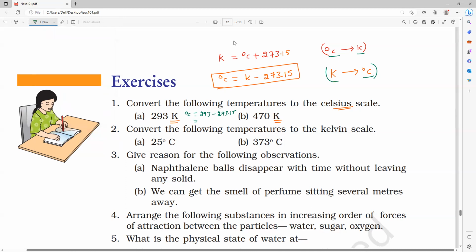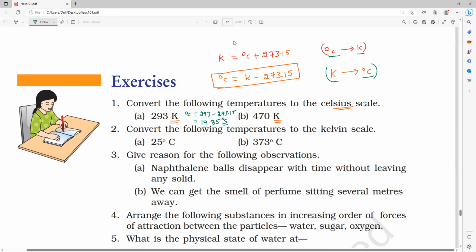20.15 Celsius. 293 minus 273.15, which is equal to 19.85 degrees Celsius. That is the answer, not 20 degrees.